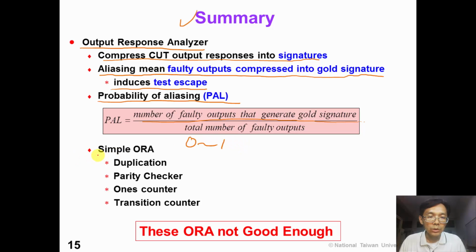We also show different architectures of ORA, including duplication, parity checker, ones counter, transition counter. They are either too large or the PAL is too high. These ORAs are not good enough for our use. In the next video, we will show LFSR-based ORA, which is much better than these simple ORAs.